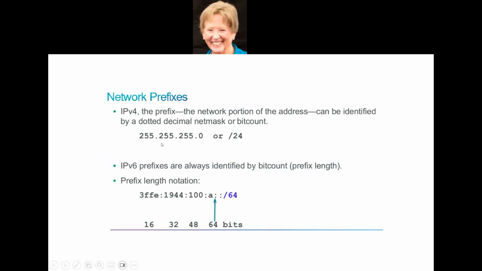We're used to seeing it from last week, 255.255.255.0 or /24. You don't use decimal numbers at all in an IPv6 address. We simply use a prefix length. Since there are 128 bits total in an IPv6 address, this one is split right down the middle. 3FFE, 1944, 100A, those are the network bits, and everything else is the interface ID.